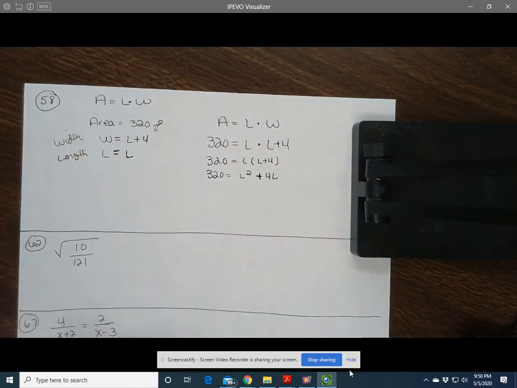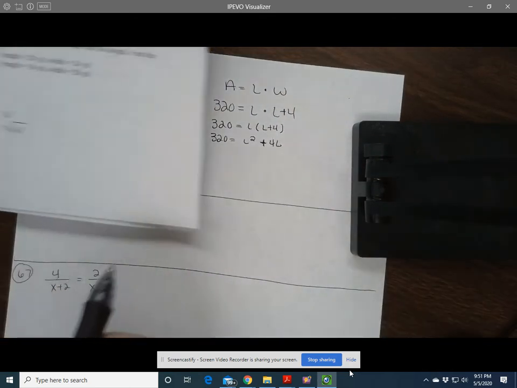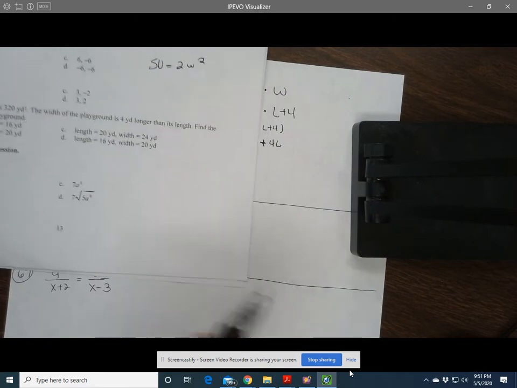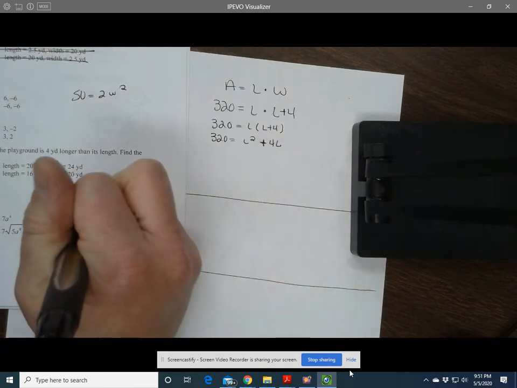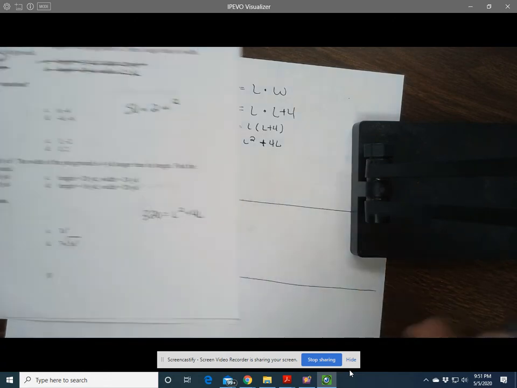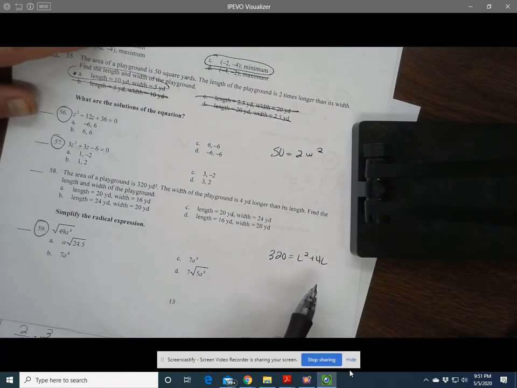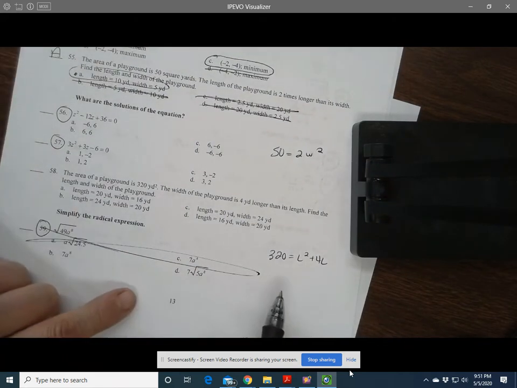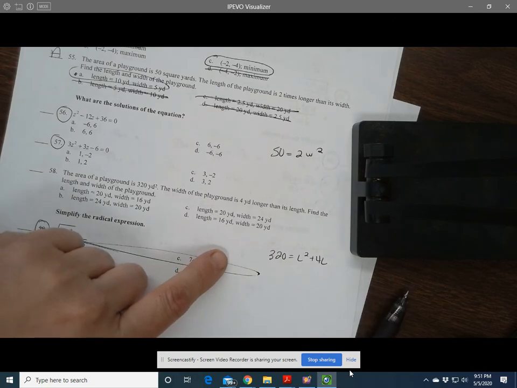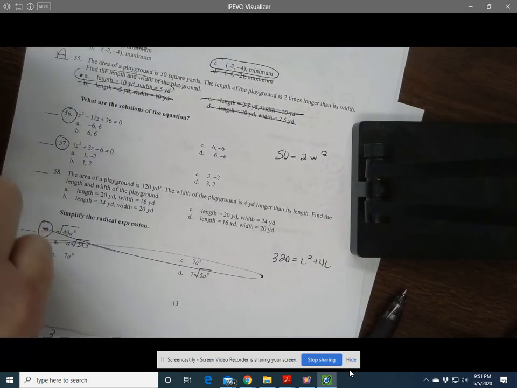Now you can just plug in, because I know this is where some of you are going to get stumped, and this is part of the quadratics unit, but you can still make it through it. You can plug in some of these choices. So I'm going to write this here. We have 320 equals L squared plus 4L. Plug in your lengths and see which one of these will work out. So if I take my calculator and try to plug in, let's just start with A.